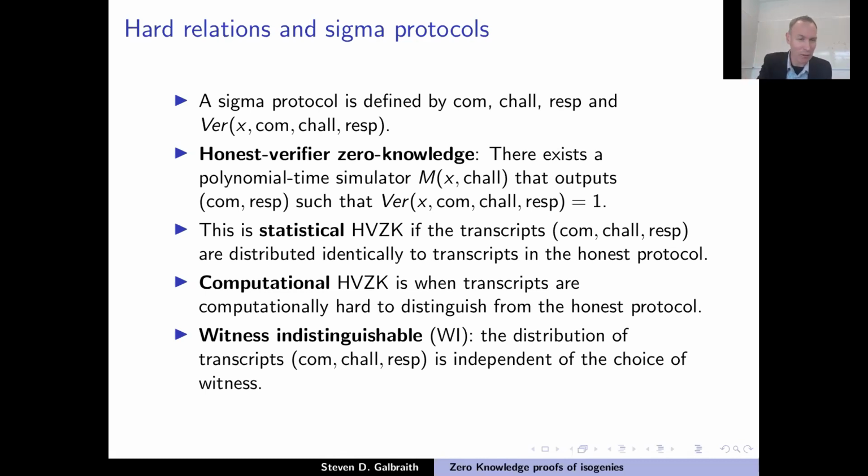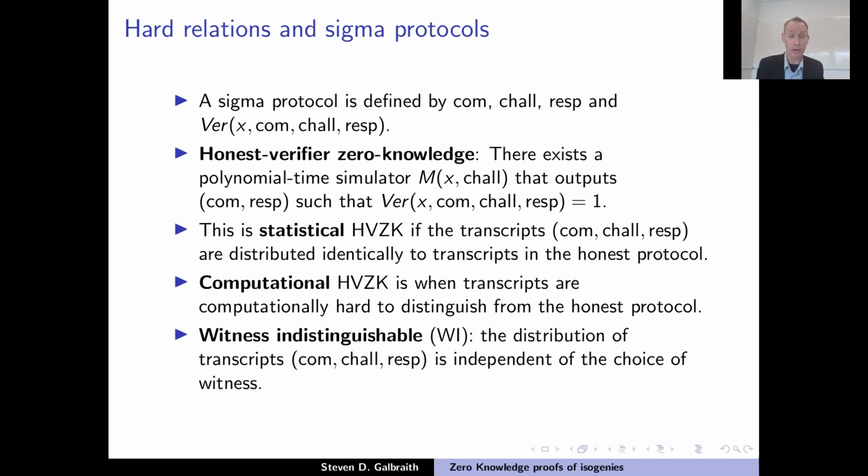But this is not violating the protocol, because in the protocol, the commitment is sent first, and only after the commitment is received is the challenge sent by the verifier. Whereas in this case, we're flipping it around. We're asking the verifier to give the challenge first, in which case I can come up with a commitment and response. So this is not in conflict with the proof of knowledge.